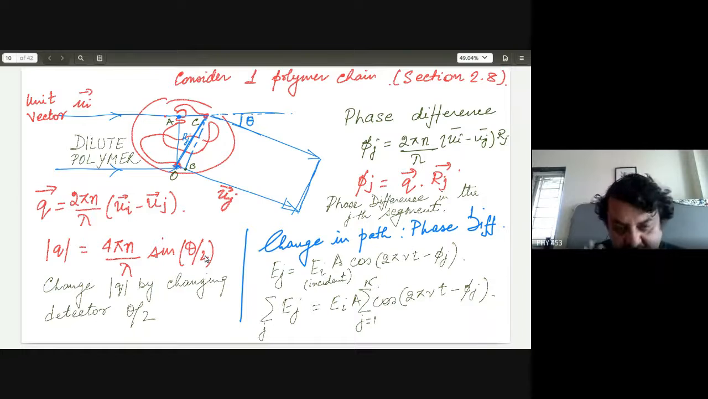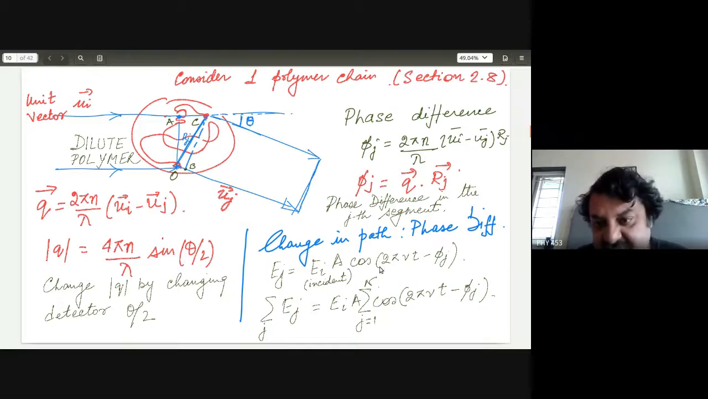You will look up the books if you want to get the derivation. Message: you change q by changing the detector angle theta by 2, and as a consequence, in this direction, the electric field that you get from the incident light, A, depends upon basically the scattering contrast and other factors. Cos, so this is the incident electric field, and this is depending upon other factors, right?